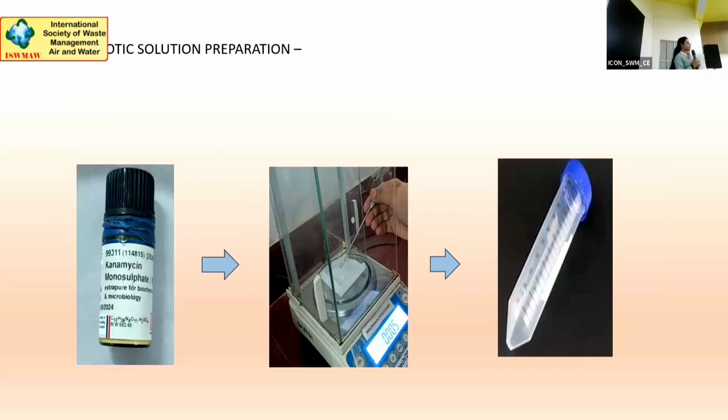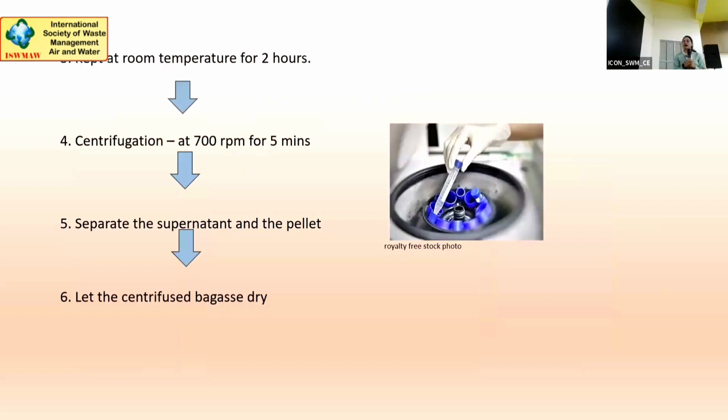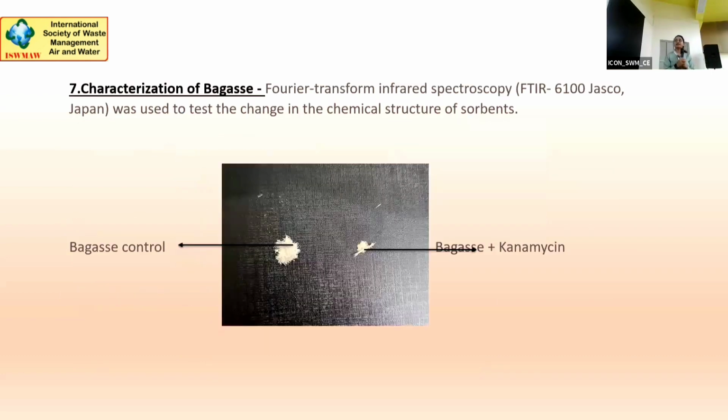For that, in a certain amount of distilled water, 0.005 gram of kanamycin was added, and the solution was prepared. Then the kanamycin solution was distributed in two different falcon tubes. One consists of only the kanamycin solution and another one consists of bagasse plus kanamycin. After that, we kept both falcons at room temperature for 2 hours, then centrifuged at 700 rpm for 5 minutes, and then separated the supernatant and the pellet, and the centrifuged bagasse, which is in the form of a pellet, was dried.